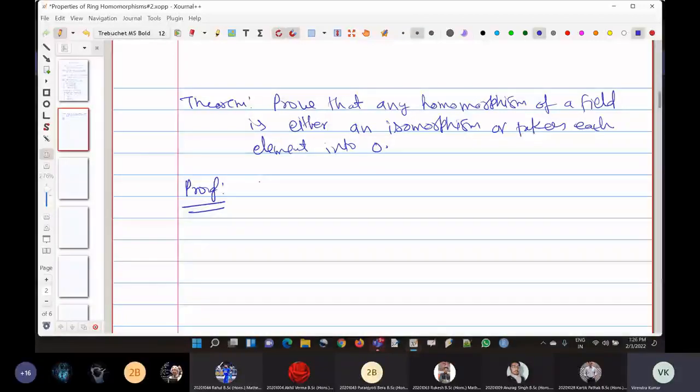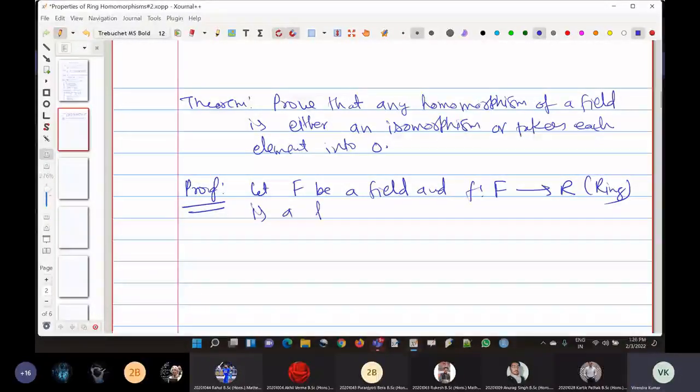Of course, this is a very trivial kind of thing. Let F be a field and consider f from F to R. We are taking R as a ring, a ring, and f is a homomorphism. Then, of course, we have seen that the kernel of f is an ideal.